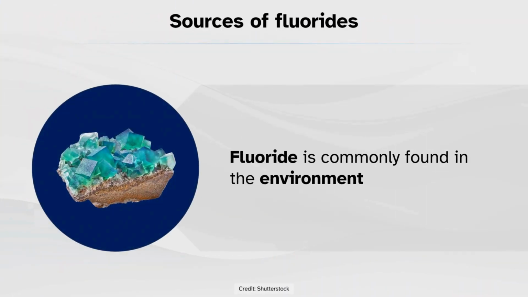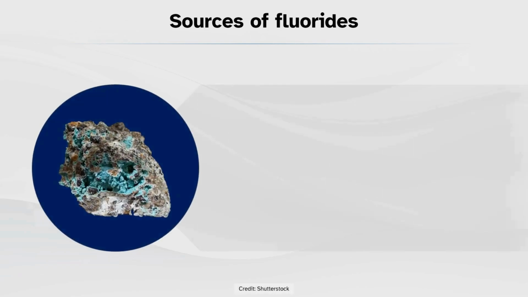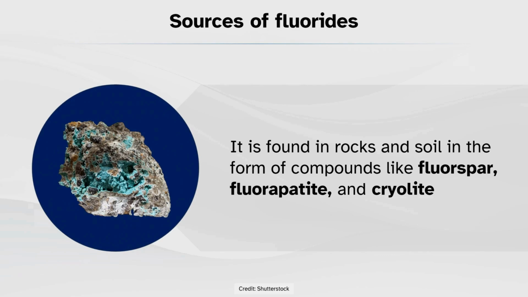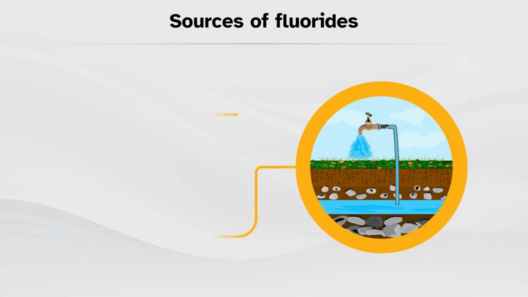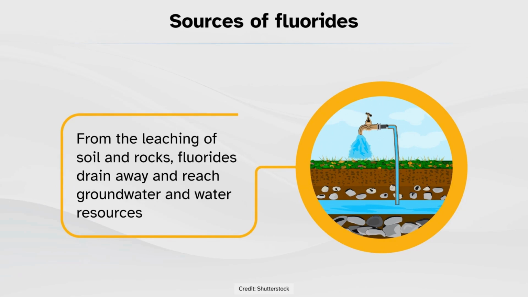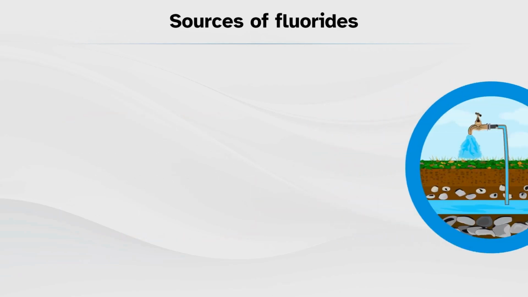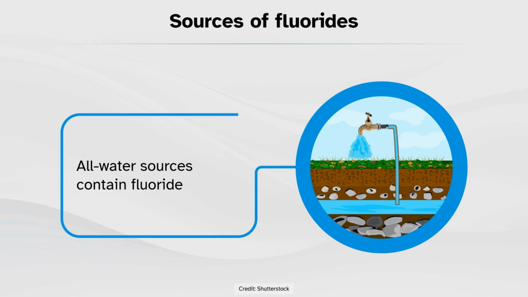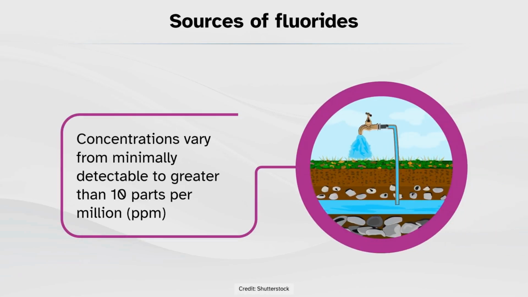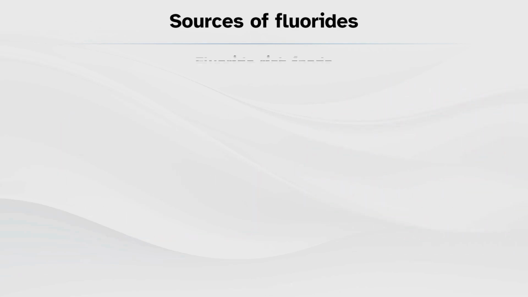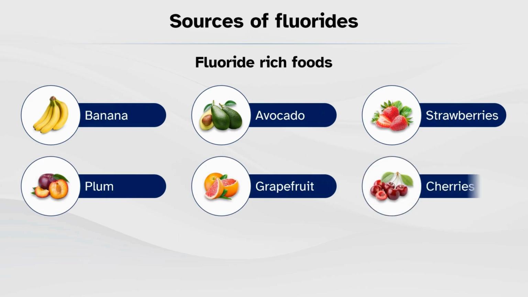Fluoride is commonly found in the environment. It is found in rocks and soil in the form of compounds like fluorspar, fluorapatite, and cryolite. From the leaching of soil and rocks, fluorides drain away and reach groundwater and other water resources. All water sources contain fluoride, but the concentrations of fluorides vary in these sources from minimally detectable to greater than 10 parts per million. There are several other natural sources of fluoride.